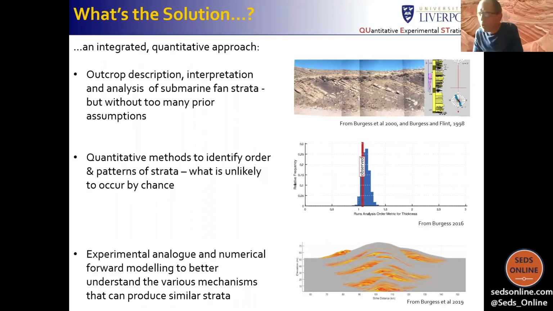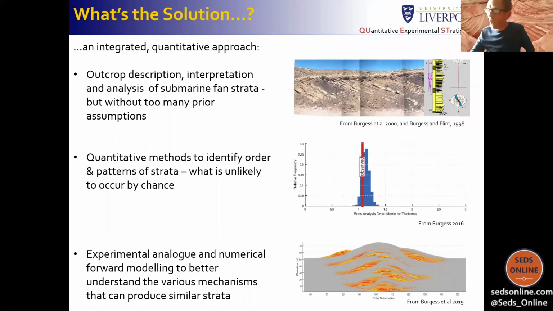I think we need to do the outcrop description and interpretation. We have to do it with as few prior assumptions as we can manage. And then once we've got that, we need to apply some quantitative methods. If we're going to talk about order and pattern, those have to be quantifiably definable things. We have to be able to say that what we're seeing is unlikely to occur by chance, and we need statistical evidence to demonstrate that that's the case, right?